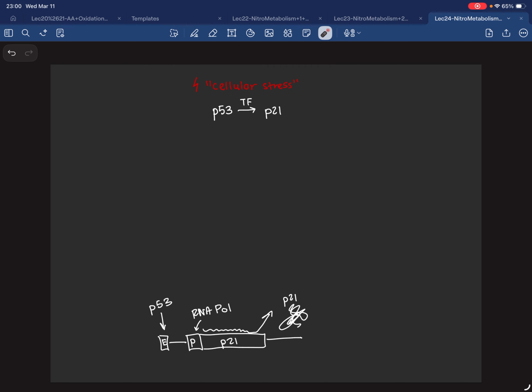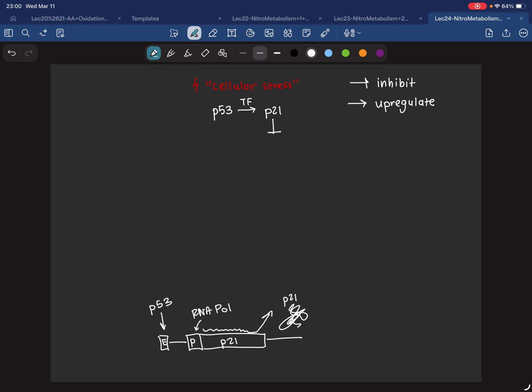Cool. Now you have two proteins floating around. You have p53 and p21. This one's constantly making more of these. p21 is actually an inhibitor. So that's what these arrows mean. This means inhibit or kill, stop. This means go or upregulate or make more of or something like that. So p21 inhibits this complex. I'll do it in orange. It's a cyclin CDK complex.